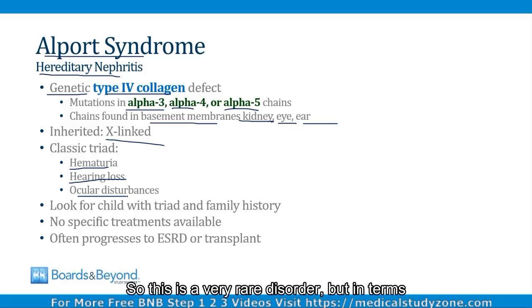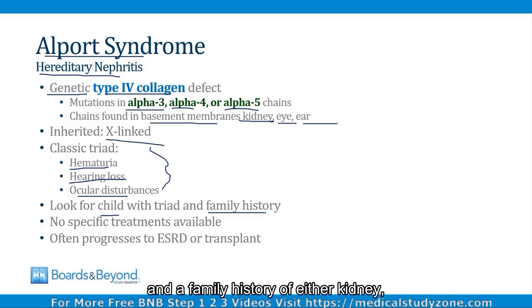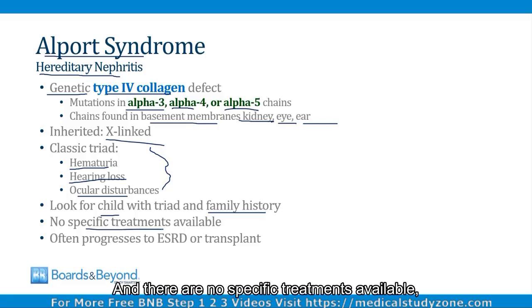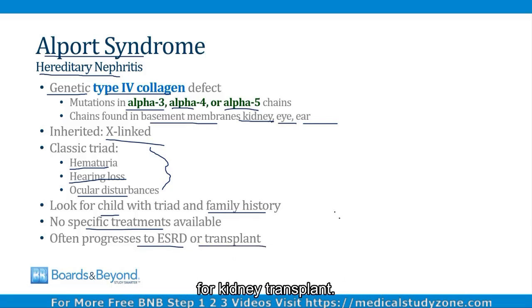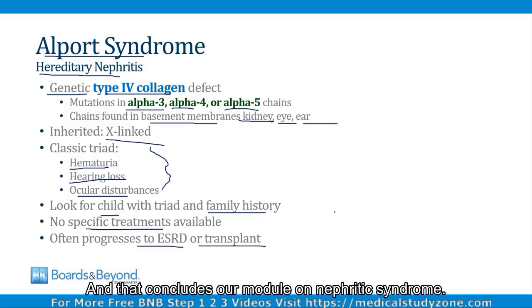So this is a very rare disorder, but in terms of board questions, you want to look for a child who has this triad of clinical features and a family history of either kidney, hearing, or eye disease. And there are no specific treatments available, and affected children usually go on to end-stage renal disease and dialysis, or because they are young, they are usually good candidates for kidney transplant. And that concludes our module on nephritic syndrome.